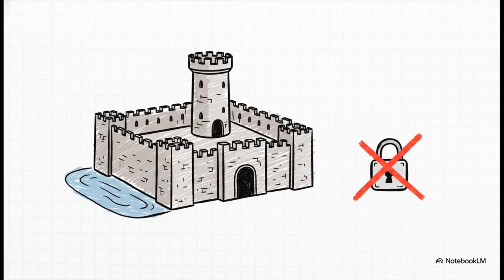Okay, so that's the why, but how do you actually make it happen? Well, it's not just about putting one giant lock on the front door. A truly secure vault is more like a fortress, with multiple rings of defense, multiple layers of security. Let's take a look at how those layers are built.